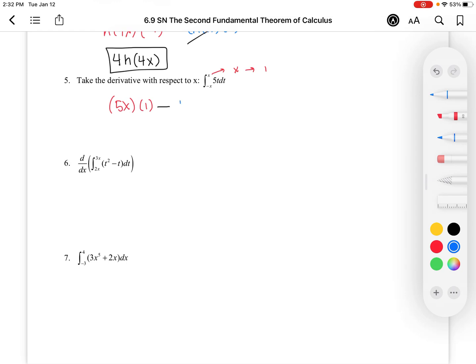So the bottom is a negative x, so it's going to be 5 times a negative x. And then the derivative of negative x is negative 1, so that's going to be a negative 1 there. So cleaning it up, I have a 5x here, and then minus, well, a negative x times a negative 1 makes it a positive x, so minus 5x, which is going to give me my answer of 0.